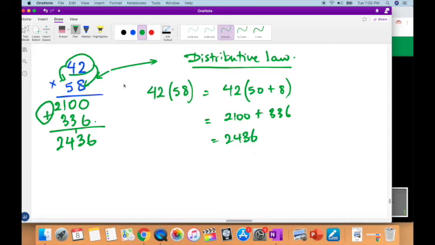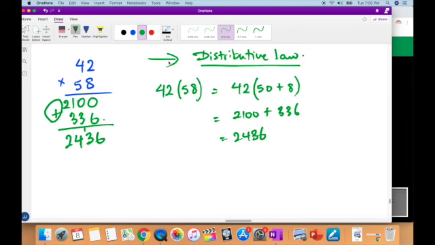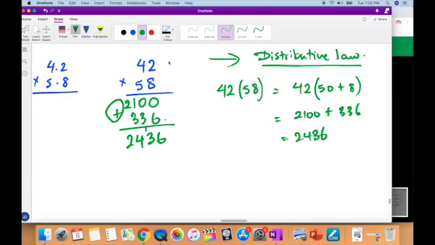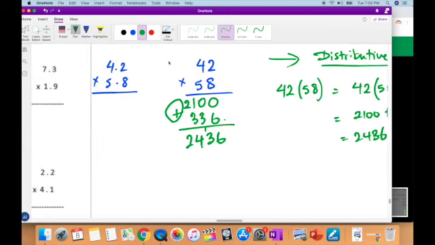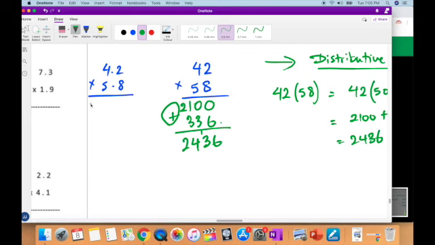So did you all know that this long multiplication you were doing all the time actually came from the distributive law? Did you know that? No. Did you know that they were both the same thing? Right? So essentially the answer is 2436.